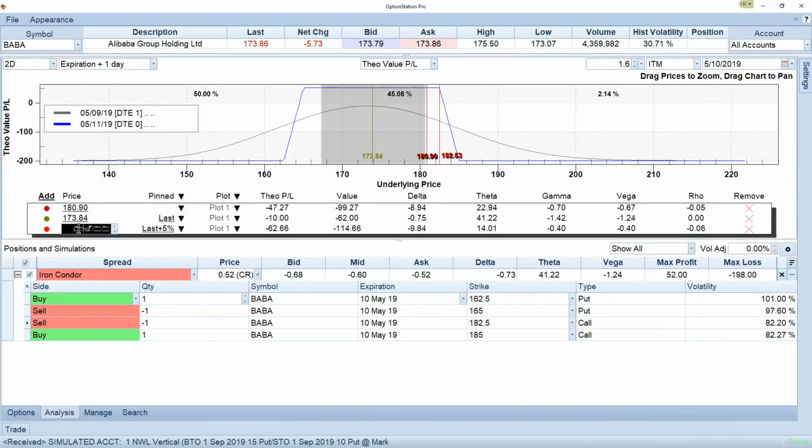So 165.18. Okay, interesting. Okay, well, it doesn't take the 18, it's fine. 165.10, that's good enough, okay?